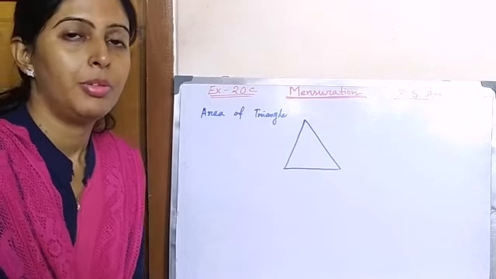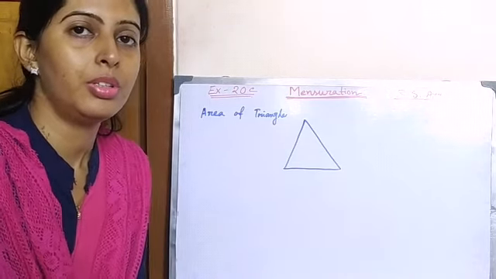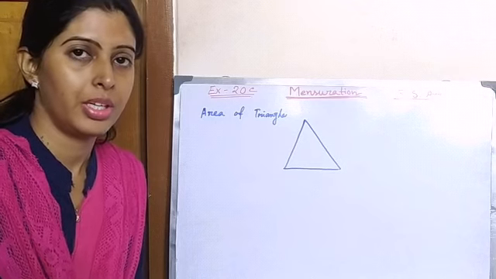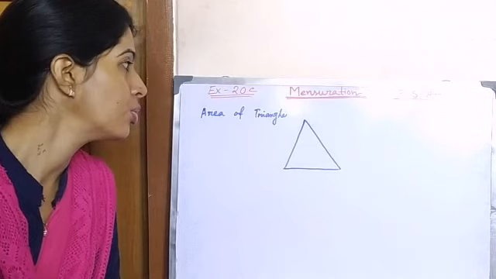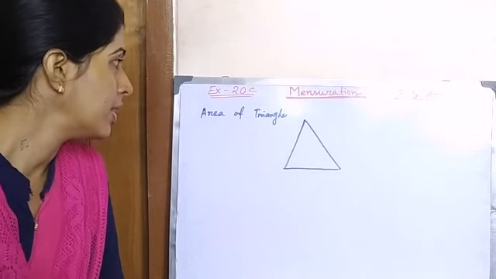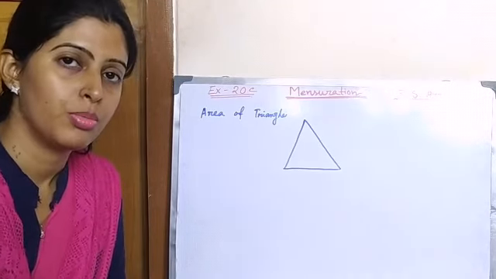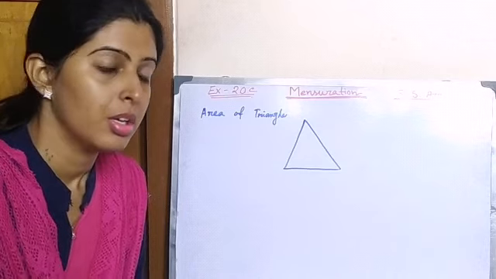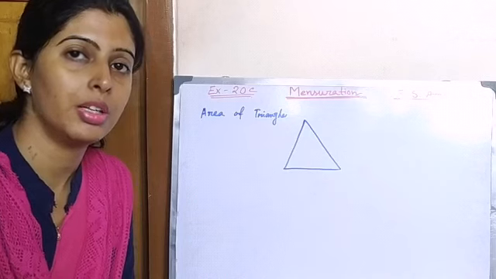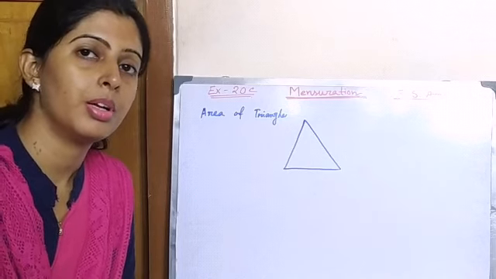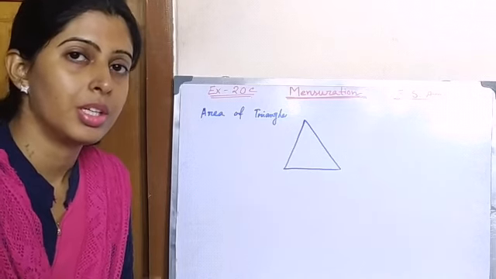Everybody, in the previous class I discussed the area of rectangles, the area of squares and the total surface area of cuboids. So here I will discuss the exercise 20C sums. Before starting this exercise, I want to give some information about the area of a triangle, a parallelogram and a rhombus. So let's start the topic.